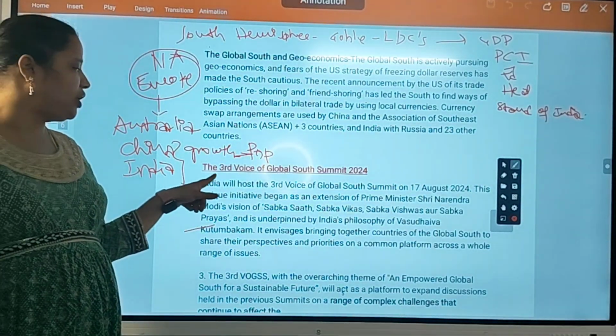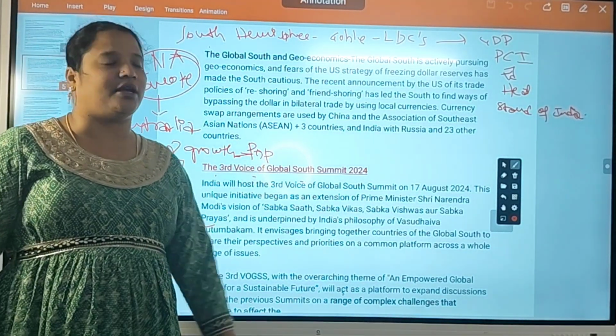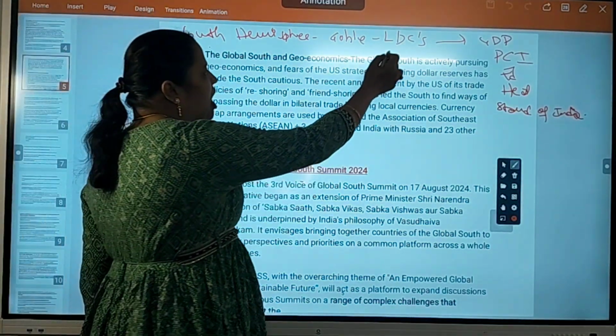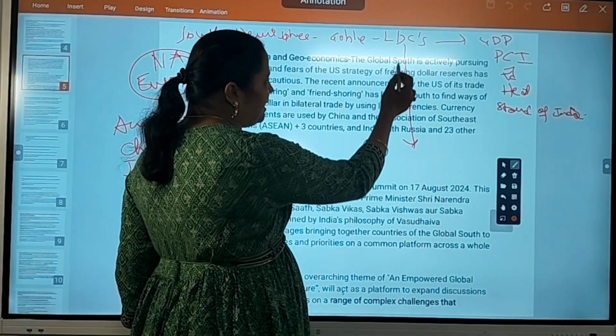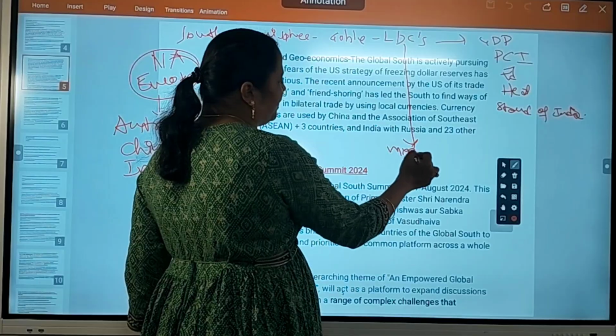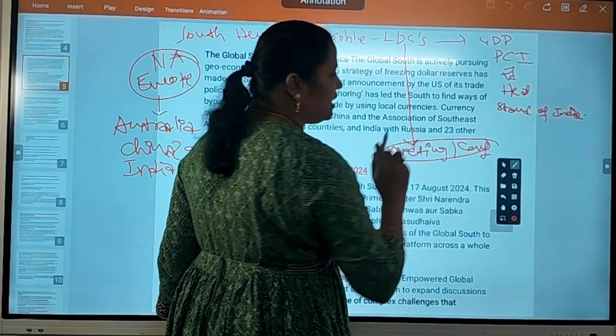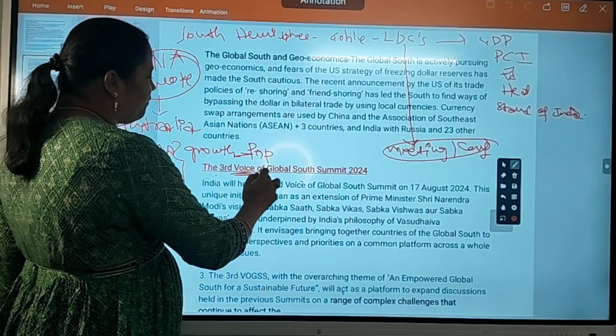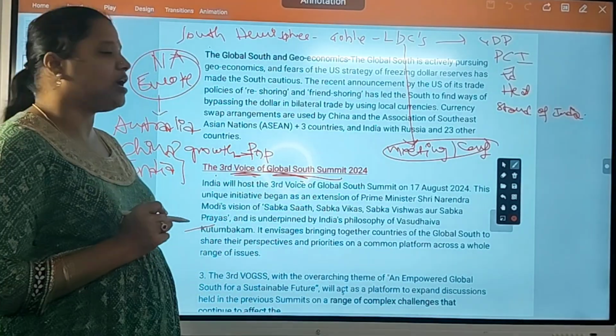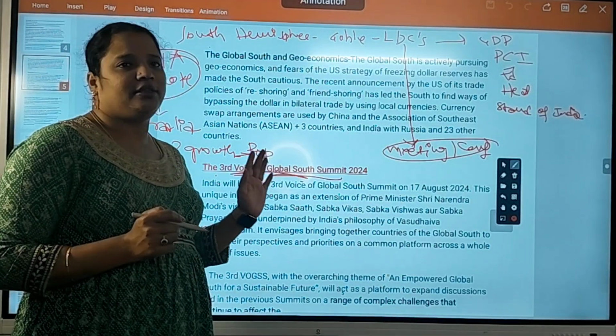Now we will discuss what the Voice of Global South Summit is. Whatever the LDCs are there, they all come together and make a meeting or conference. This conference is named the Voice of Global South Summit. That we will discuss.